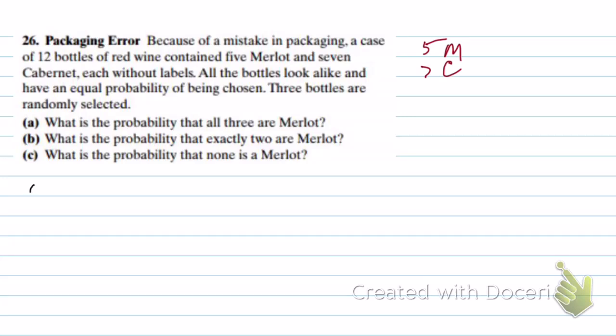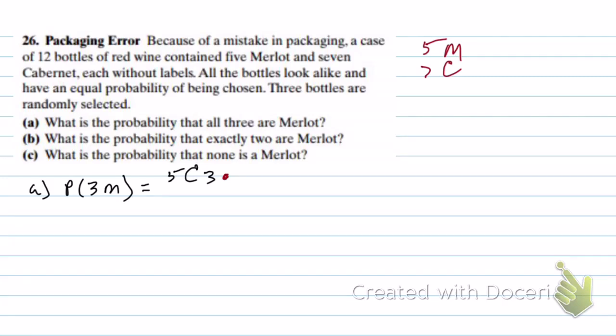So question A says, what's the probability that all 3 are Merlot? The order doesn't matter. It's a probability. I need a numerator and a denominator. So how do I get 3 Merlot out of 5 when the order doesn't matter? How many am I choosing from of Merlot? Order doesn't matter, so it's a combination. I'm choosing 3.